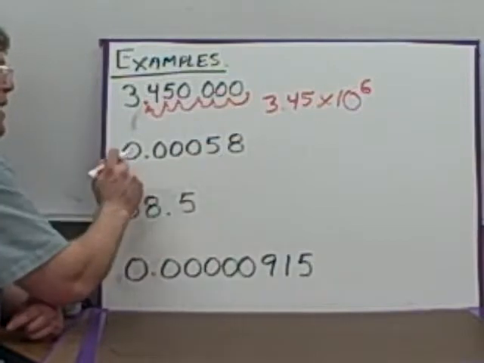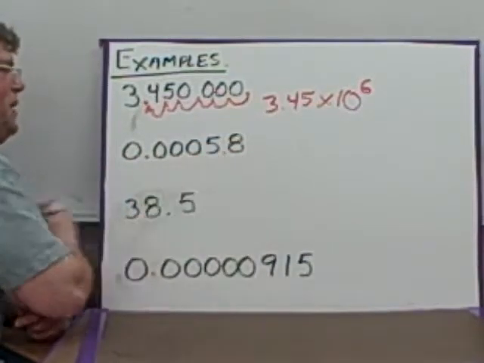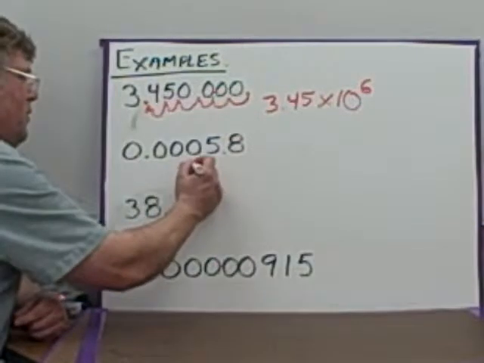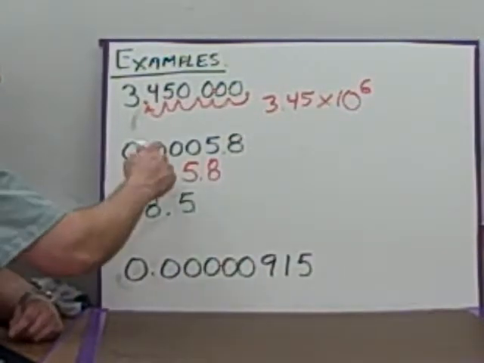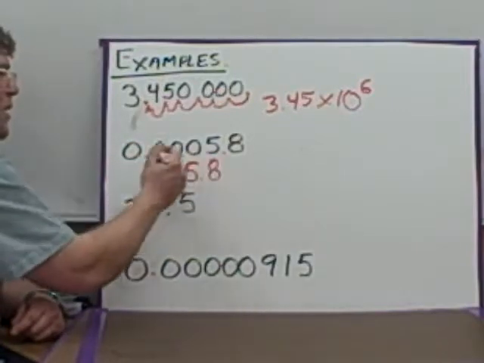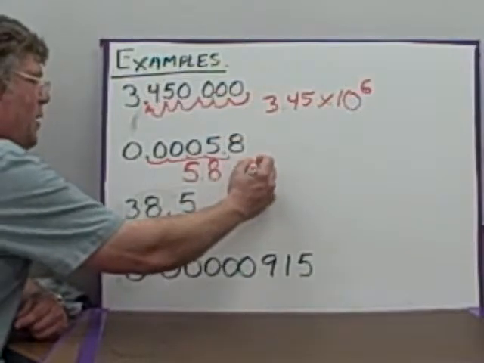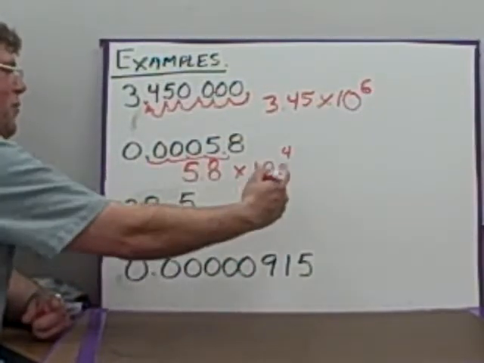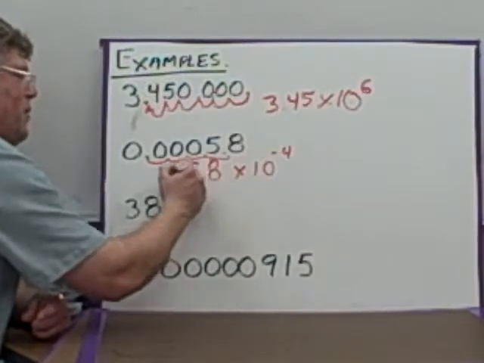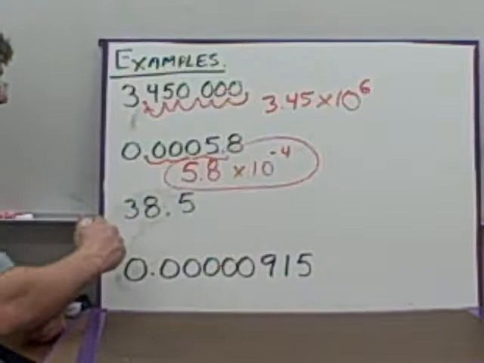Going from left to right, I see 0, 0, 0, 0. This is the first number that's not a 0. That's where I'm going to want to put the decimal point. So I'm going to have 5.8. How far do I have to move to get from here to here? It is 1, 2, 3, 4. So that's times 10 to the 4. And since we are moving to the right, it's going to be negative. So my final answer on that was 5.8 times 10 to the negative 4.